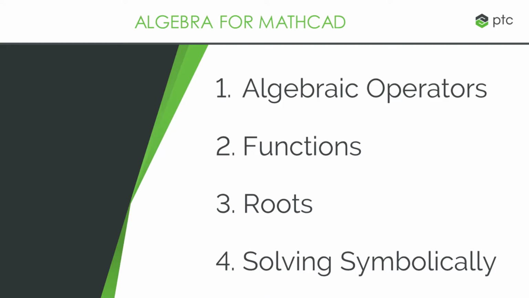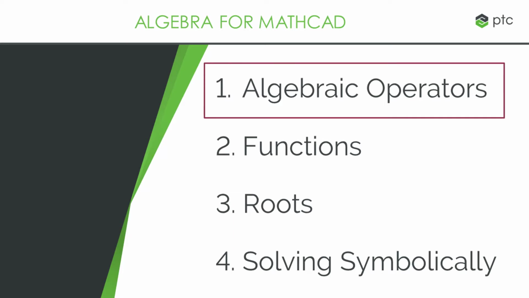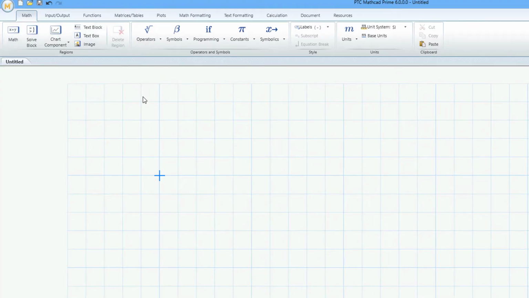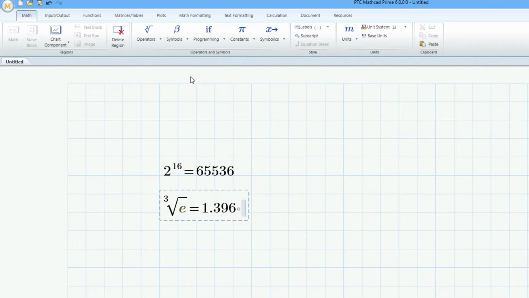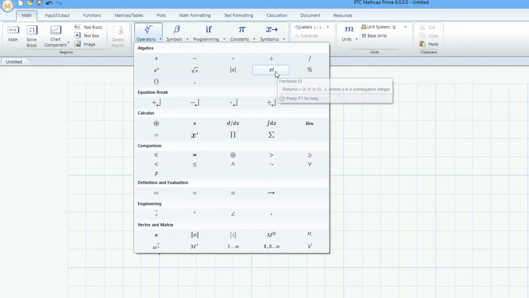Let's take a look at four areas in Mathcad for algebra: basic algebraic operators, functions, finding the roots of a function, and solving equations symbolically. Mathcad has several algebraic operators available from the Math tab. These include operations like exponents, nth roots, and factorials.